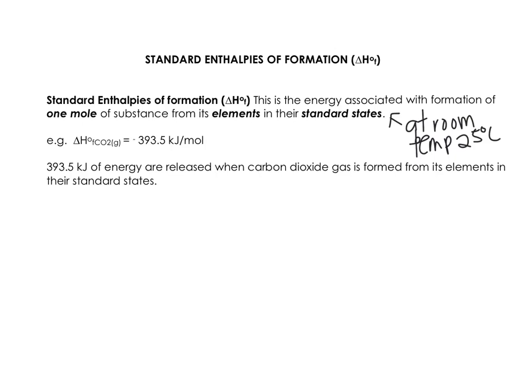Alright, so for instance, the molar enthalpy of formation of carbon dioxide is negative 393.5 kilojoules per mole. So the units, because these are a molar enthalpy, are always kilojoules per mole. So this means that 393.5 kilojoules of energy are released when carbon dioxide is formed from its elements in their standard states. So what does this look like in a chemical reaction?